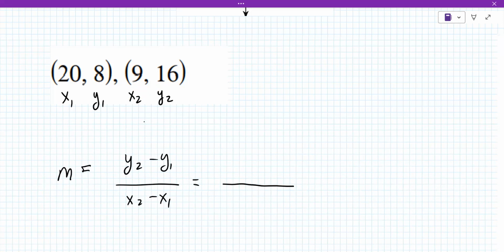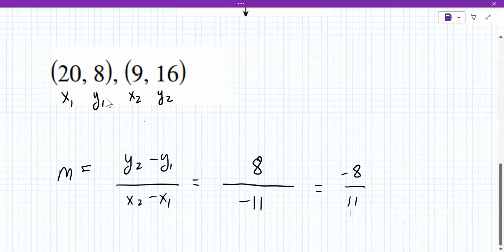8 over negative 11. Okay, is this how you would present your answer? No, because I just make it a total negative, right? Just negative 8 over 11. Yes, and that's what I'm looking for here. I'm looking for your final answer.